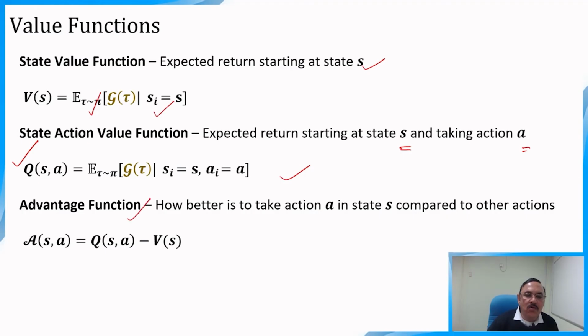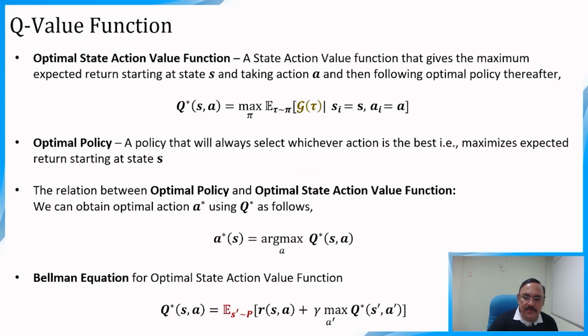Advantage function is how much better it is to take that action A in the state S compared to the other actions. So, the advantage function is the q value of S, A minus V of S, that is the state value function. Now, the q value function on this optimal state action value function.